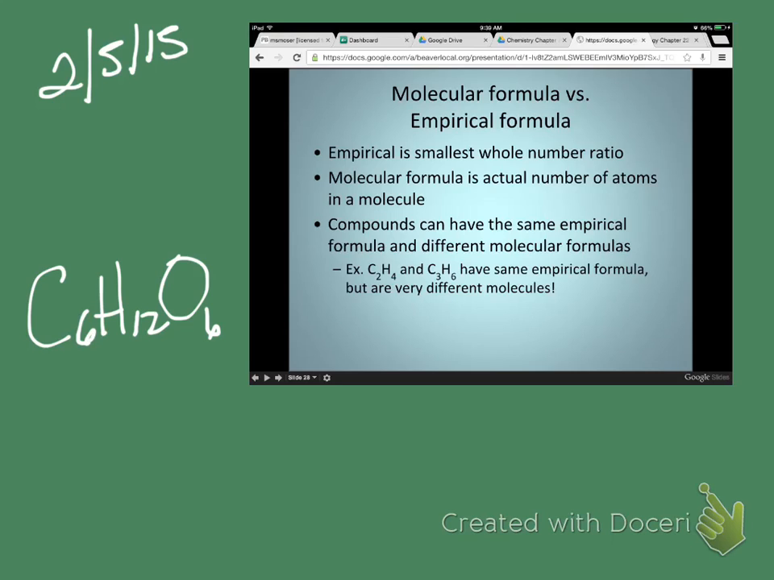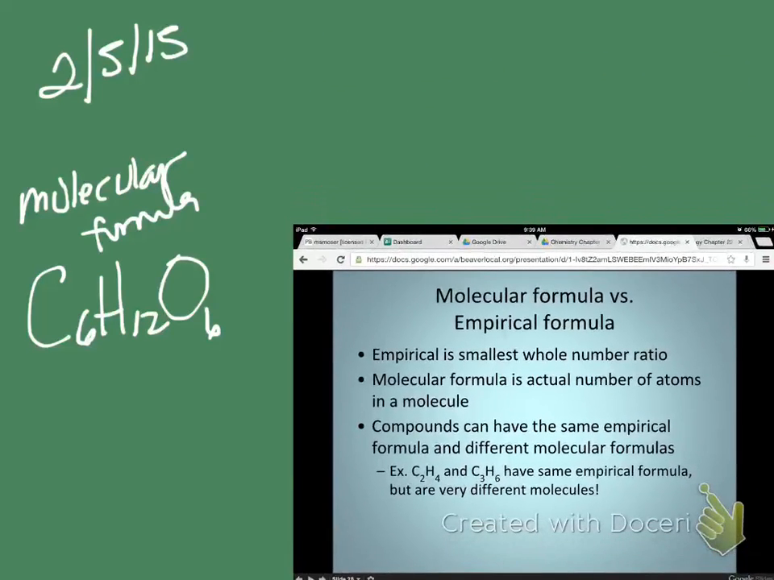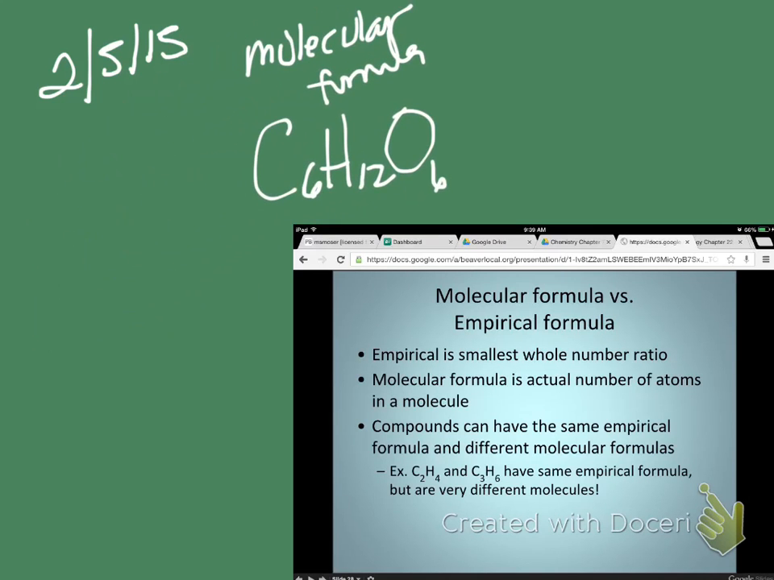The empirical formula, so this is the molecular formula, incomprehensible writing. Whoopsie. The empirical formula for that same compound is CH2O. It's the simplest whole number ratio.